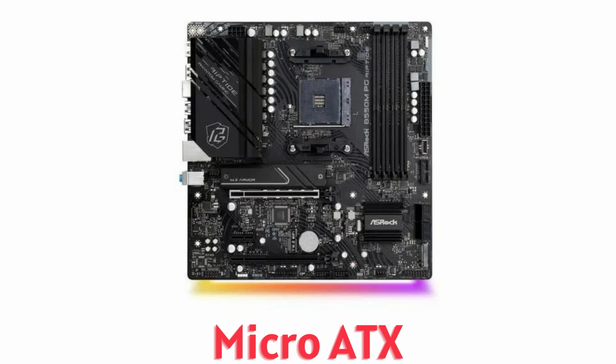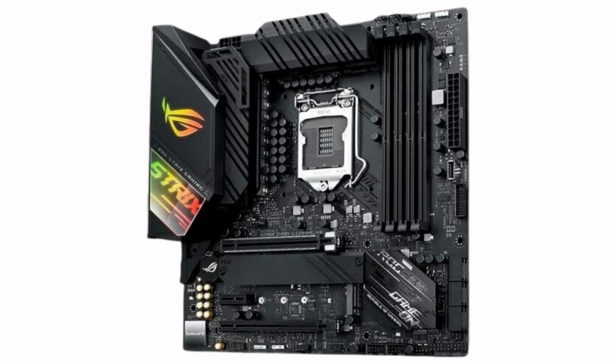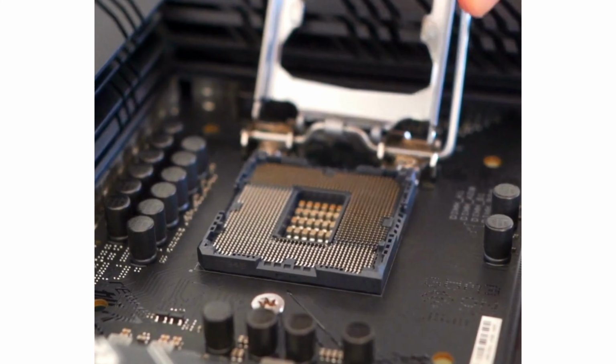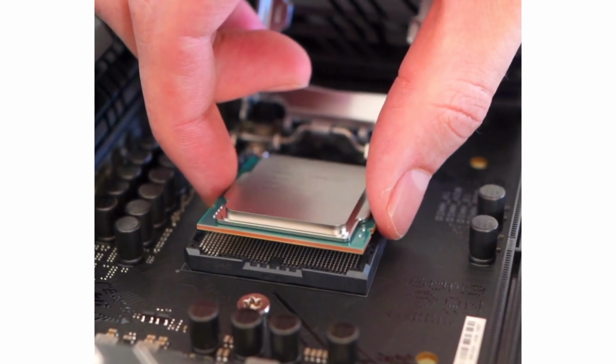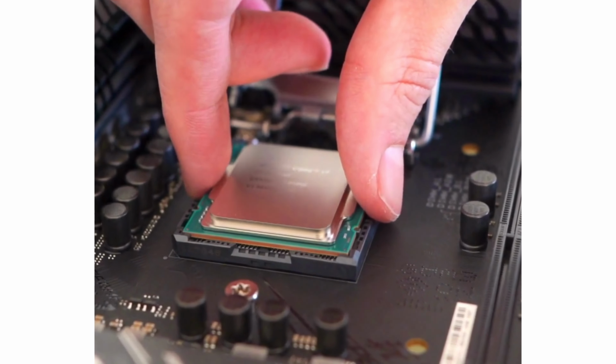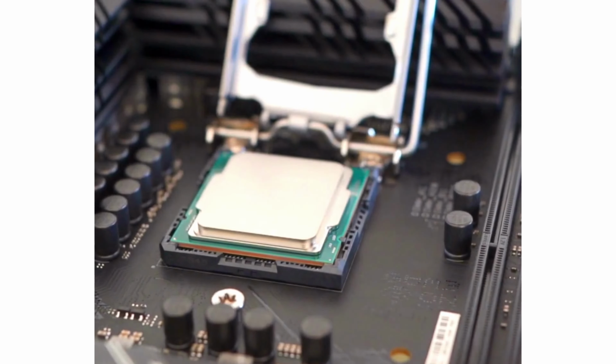Next on our list is the Micro ATX motherboard. As the name suggests, they are smaller than ATX boards, making them ideal for compact systems. While they have fewer expansion slots, Micro ATX motherboards are perfect for users who want a powerful system without the bulk, fitting snugly into small cases.